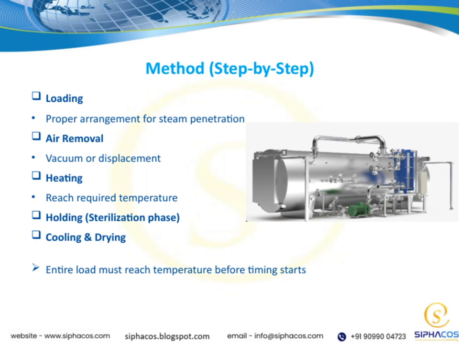The goal here is to reach the required temperature throughout the load. It's important to remember that the entire load must reach this temperature before the sterilization timer starts. Only then can we confidently move into the holding or sterilization phase, where maintaining that temperature for the right amount of time is key. Finally, after sterilization, the cycle concludes with cooling and drying. This helps prevent contamination and ensures items are safe and ready for use. Following these steps carefully ensures the entire load is properly sterilized, which ties back to our overall theme of maintaining the highest standards of cleanliness and safety.